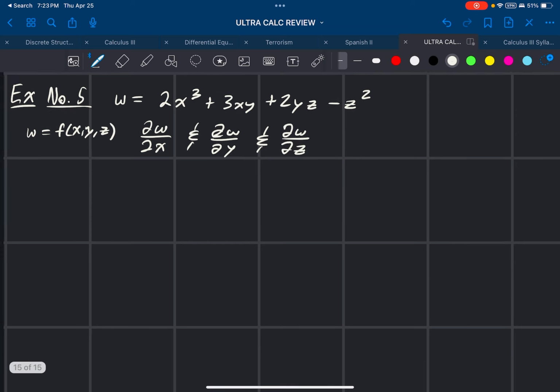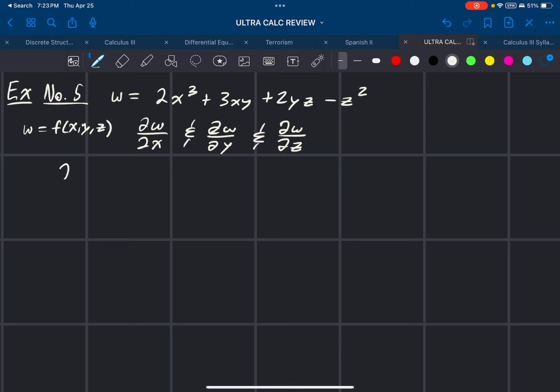Okay, so let's go ahead and take them. So let's start with the partial derivative of w with respect to x. So first term right off the bat, 6x squared plus a 3y, and then the rest of it goes away because these don't have x. And remember, in partial derivative land, anything that isn't the variable that the derivative is being taken with respect to is just a constant. So yeah.